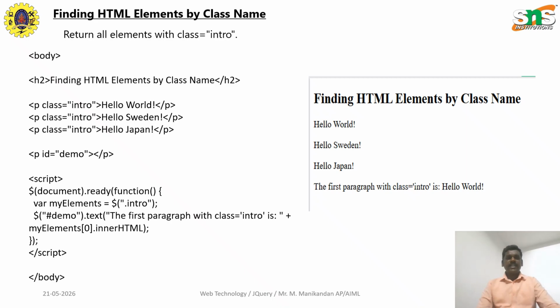Next, finding HTML element by class name. It returns all elements with the class name, for example class equal to intro. So it will return all the things displayed using the class intro. We are selecting the class name intro. If more than one element or a single element has the class, it will return all the content available inside the intro class name. Here we have an example.